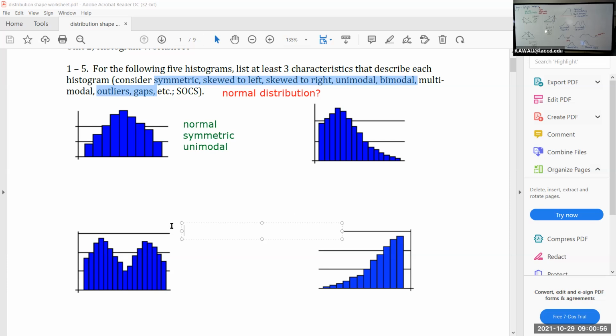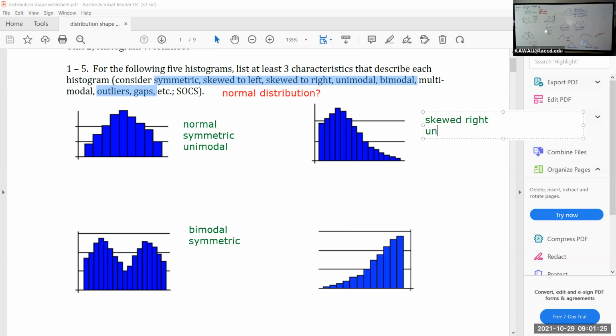So this one is bimodal. Yeah, symmetric. And I think that's it. This is the one that's confusing, right? So the small side is on the right. So this is skewed right. Can we say gap also? No. Gap means that there's a space between. So we'll have a gap in a second.